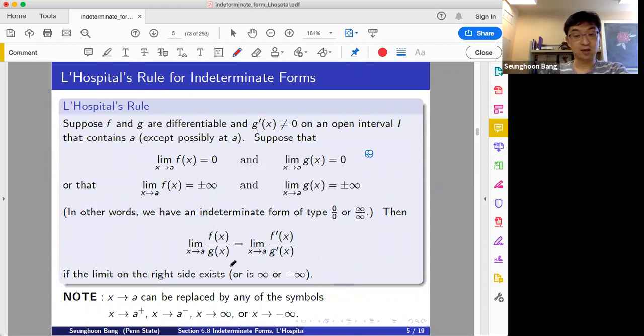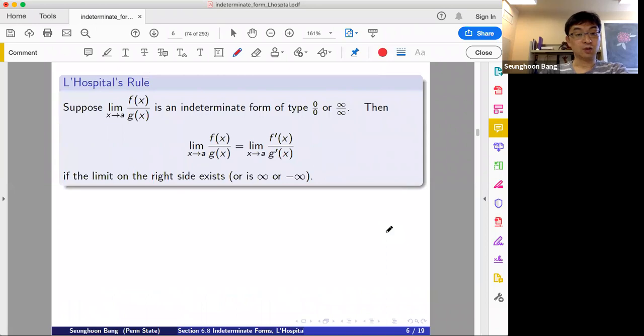What's the key? This one. Limit of f of x over g of x is limit of f prime of x over g prime of x. So when do you use L'Hopital's rule? Only 0 over 0 type or infinity over infinity type. We have two types. So this is L'Hopital's rule.